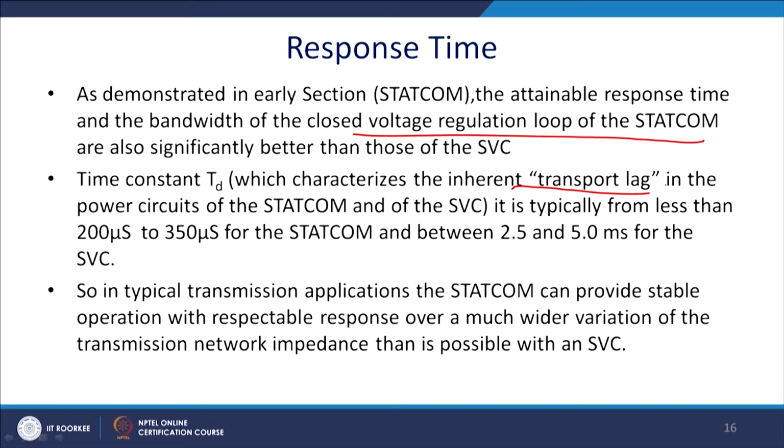For this reason, the time constant Td, which characterizes the inherent transportation lag in the power circuit of the STATCOM and the SVC, is typically 200 to 350 microseconds in the case of the STATCOM, but it is around 10 or 15 times more in the case of the SVC. So, it is actually 2.5 to 5 milliseconds, that is the pi by 2 peak delay of the SVC, because for transient free operation you may have to wait a total quarter cycle.